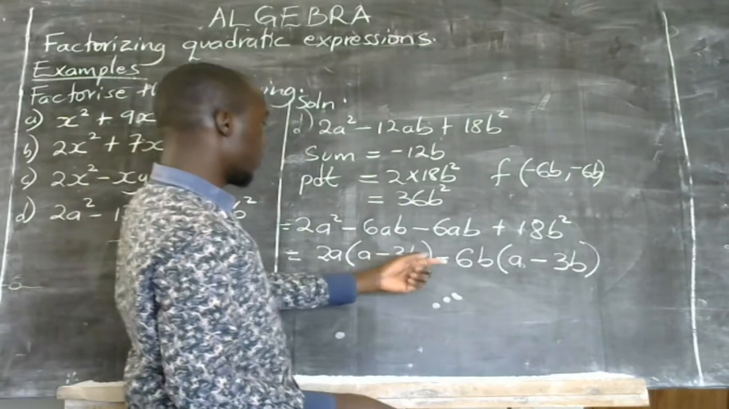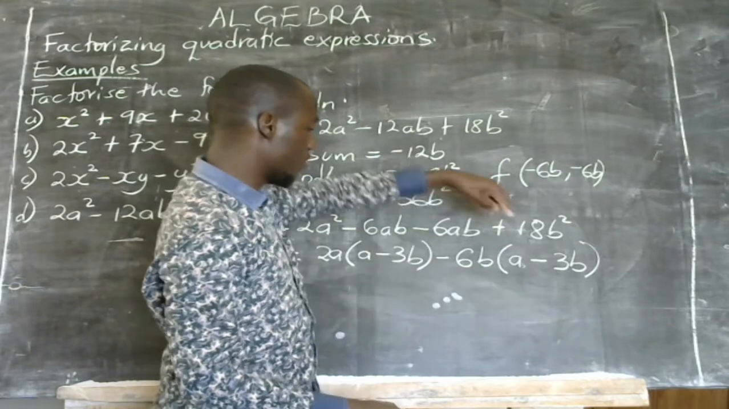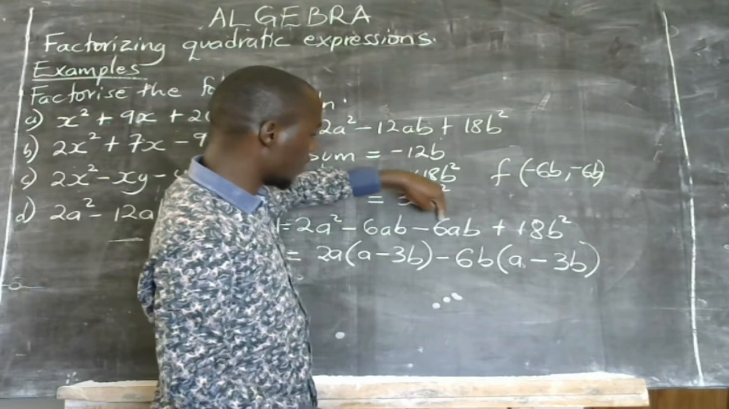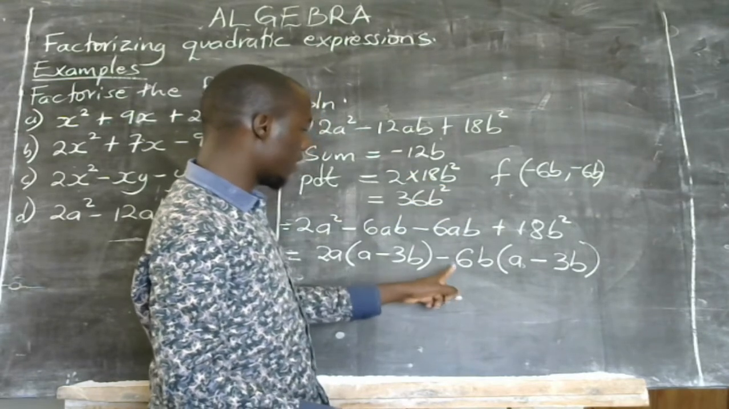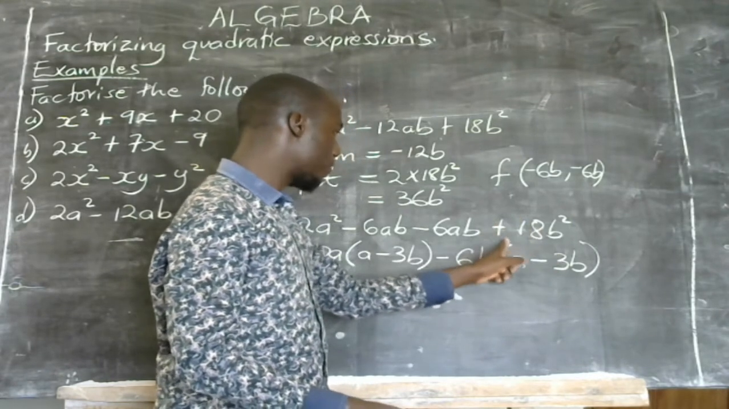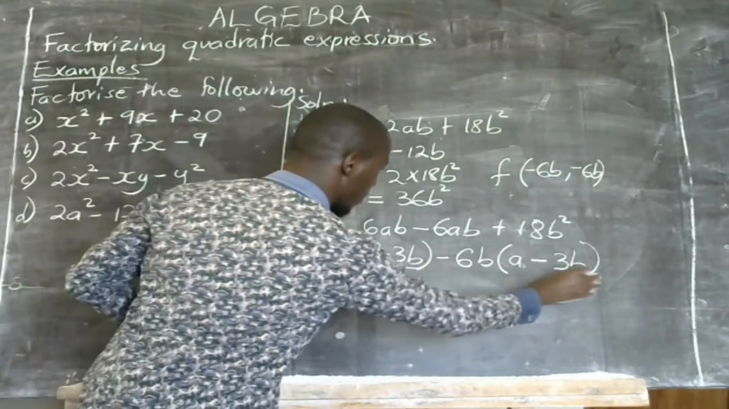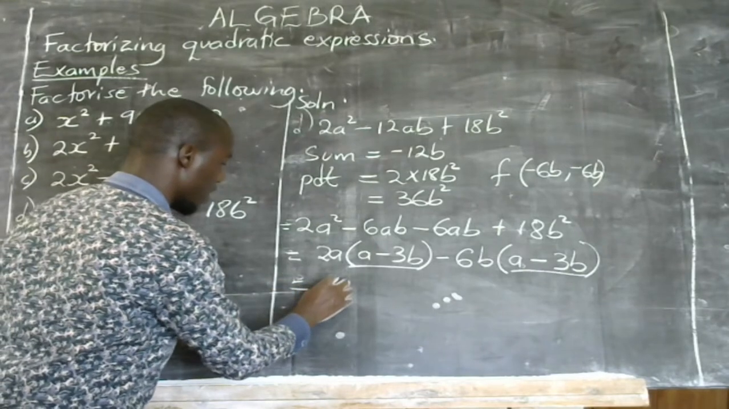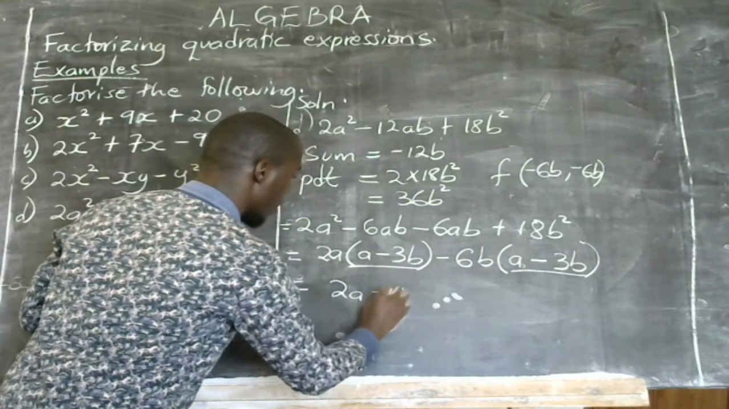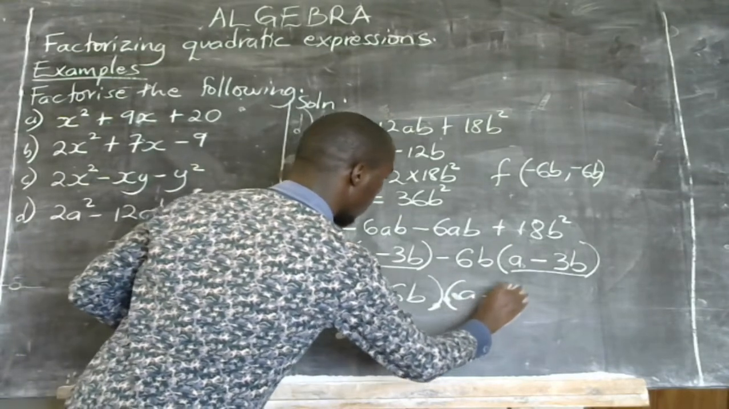I think it is somehow confusing, but when you open the brackets, you see that the positive a and the negative 6b will give you negative 6ab, and then the minus 6b times the negative 3b will give you a positive 18b squared. That and that bracket, they are the same, so I factorize further. So here I'm left with only 2a, then there I'm left with only negative 6b, then into (a minus 3b).